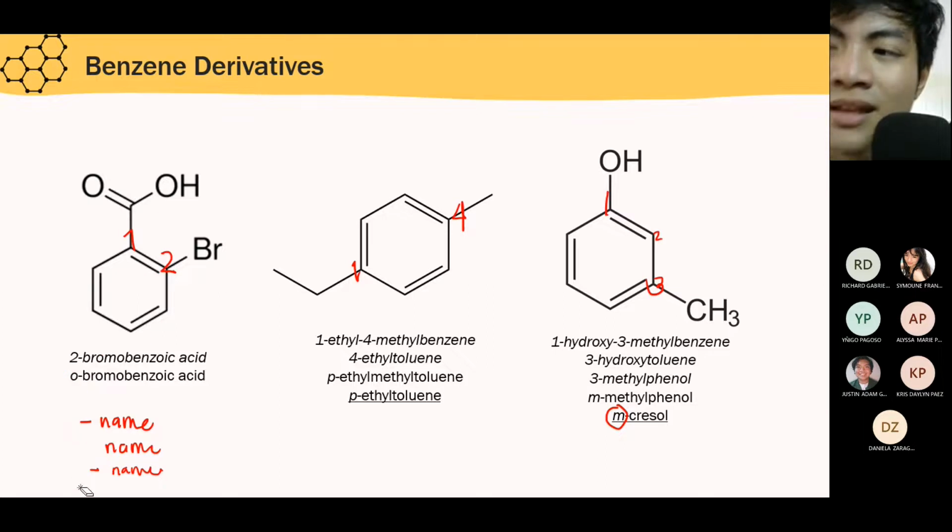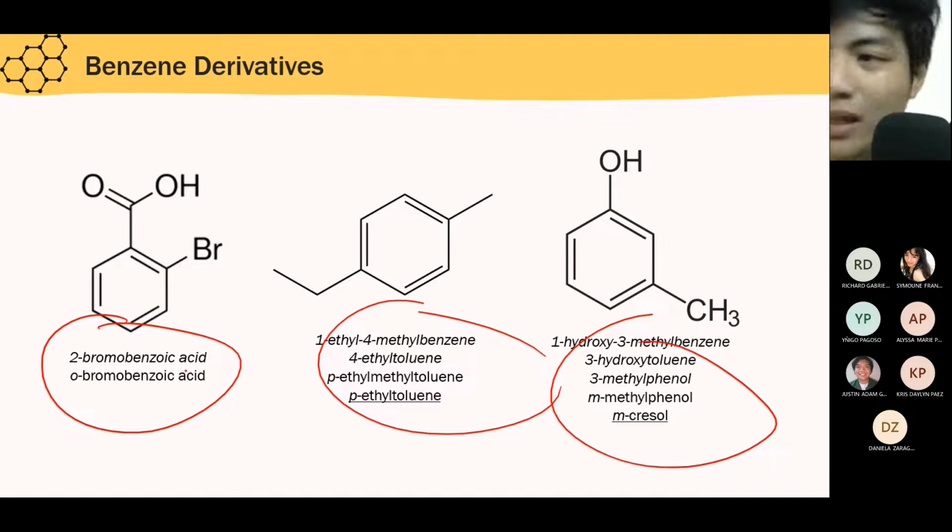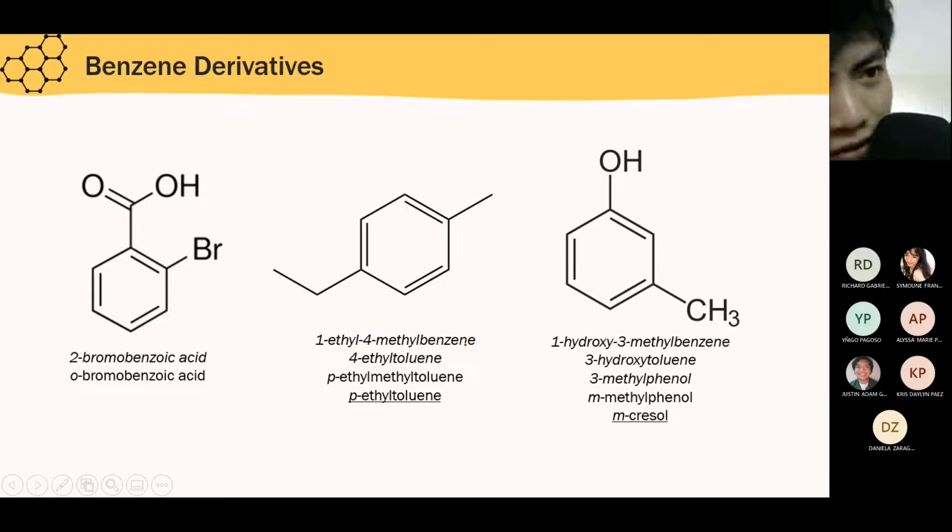Okay? So with that in mind, let's look at the name written here. Explain natin bakit ganyan yung names nila. Okay? And then later, we have many examples naman. Okay? So let's try to rationalize on why are they called that, no? Kasi alam na natin na ortho, yan, ito para, ito meta, no? Pero bakit ganyan yung name nila, no? Bakit tawag dyan 2-bromobenzoic acid? Bakit tawag dyan, ethyl methyl toluene?